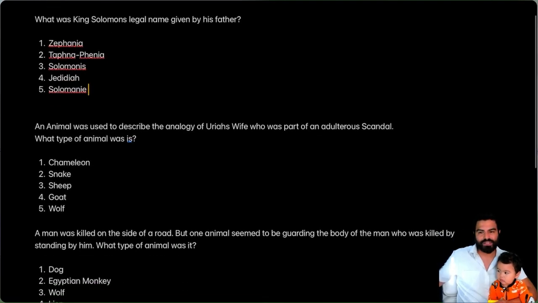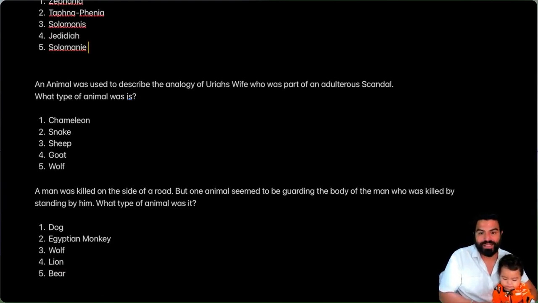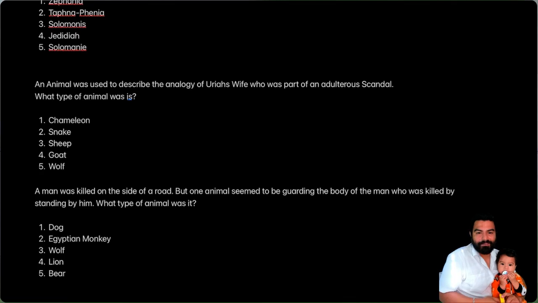A man was killed on the side of a road, but one animal seemed to be guarding the body of the man who was killed by standing by him. What type of animal was it? And these are all random biblical trivia questions. Number 1, was it a dog? Number 2, was it an Egyptian monkey? Was it number 3, a wolf? Was it number 4, a lion? Or was it number 5, a bear?